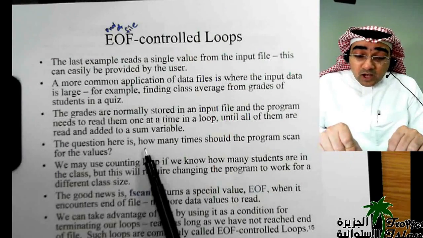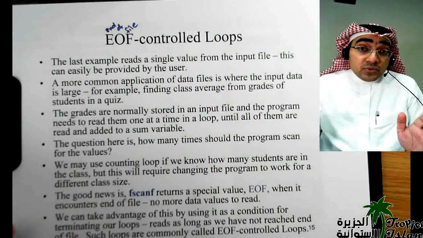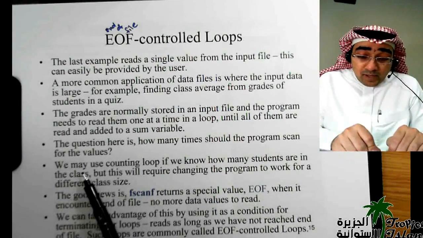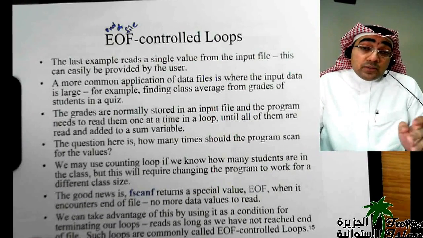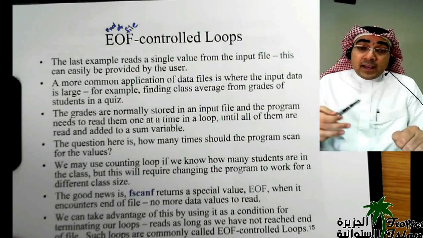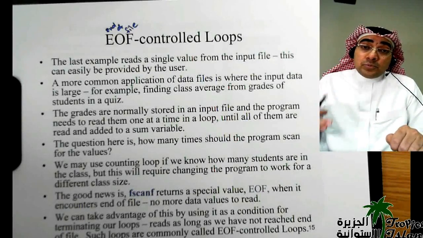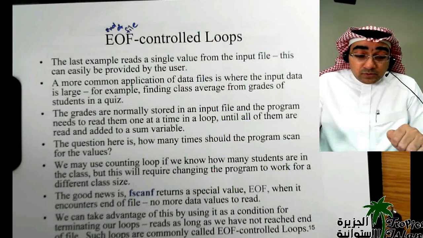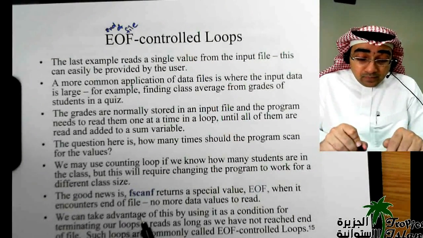The question is, how many times should the program scan for these values? How many times should I read? Because I don't know how many students there are. We may use counting loops if we know how many students there are. If you know there are 30 students, you can use a for loop and say i equals 0, i less than 30, i plus plus, and read with fscanf in the for loop, so you read it 30 times and know exactly how many. But most of the time we don't know how many students there are.